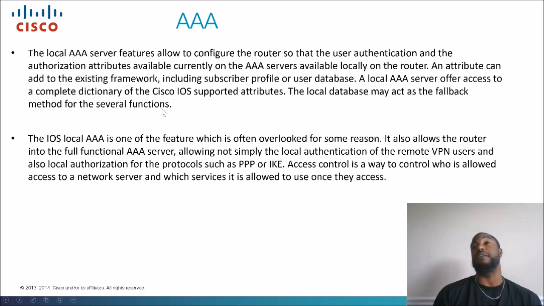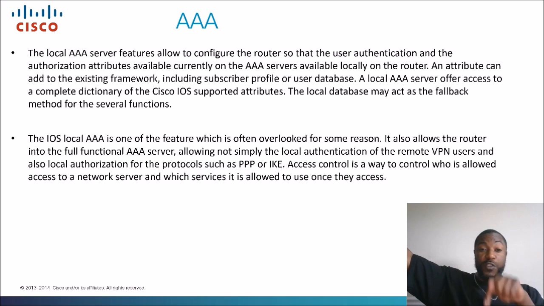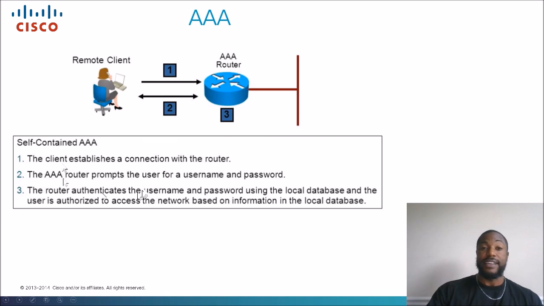The local database may act as a fallback method for several functions. So sometimes you do have both local and server-based. Let's say the server is down. How are you going to be able to log on to this router if you don't have any local usernames and passwords? Let's say you have server-based authentication. The server has the usernames and passwords, right? If that server is down, you're not going to be able to log on to this router.